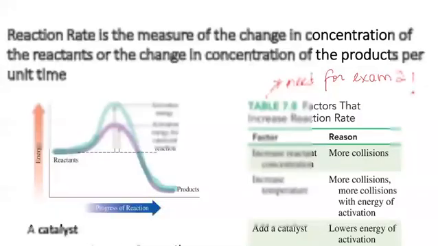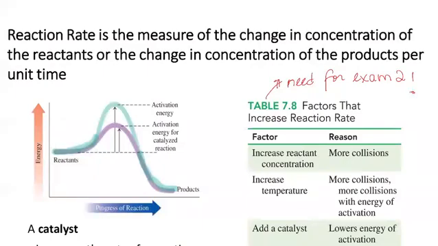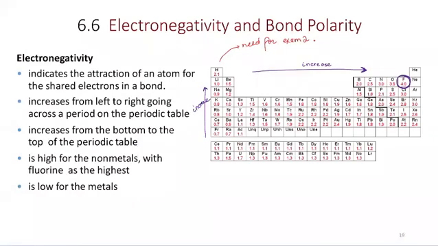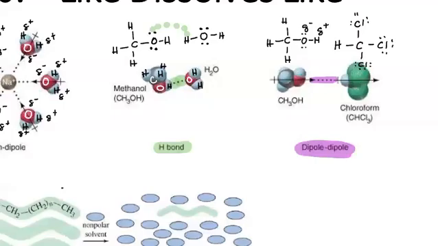Let me go back into electronegativity, that's chapter 6. Carbon is 2.5, chlorine is 3.0. So here, the delta negative is going to be the chlorine, the delta positive is going to be the carbon, okay?